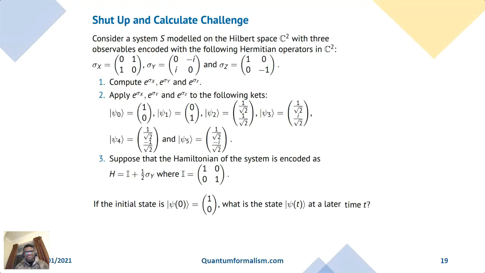Okay, so having said that, consider a system S and the Hilbert space C2. Remember, C2 is our toy Hilbert space, because it's easy to visualize, right? And consider the Pauli matrices again. We know this. So the challenge is to go and compute the exponential of the Pauli matrices, okay? And then apply the result of the exponential to these kets.